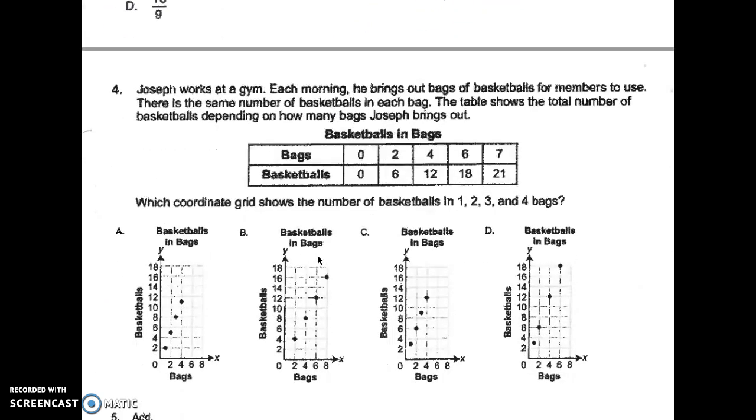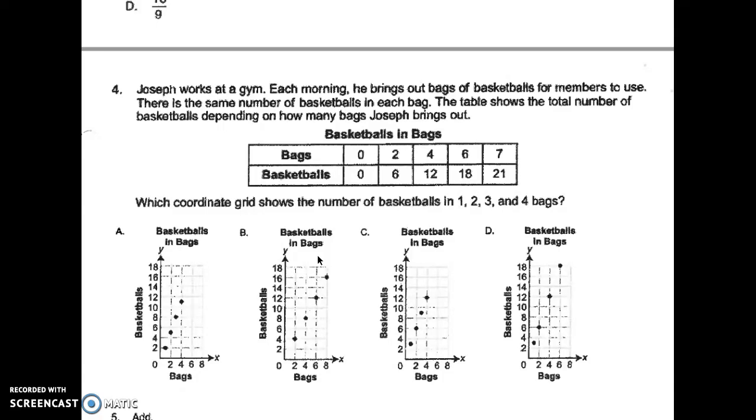Okay, number 4. Joseph works at a gym. Each morning he brings out bags of basketballs for members to use. There is the same number of basketballs in each bag. The table shows the total number of basketballs depending on how many bags Joseph brings out. So you can see that if he brings out 0 bags, there's 0 balls. 2 bags, 6 balls. 4 bags, 12 balls. 6 bags, 18 balls. 7 bags, 21 balls.